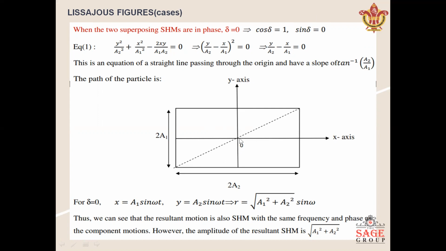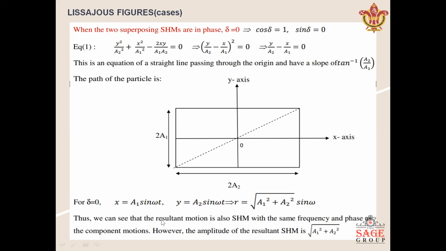So we get the Lissajous figure as a straight line where the values vary from minus a1 to a1 and minus a2 to a2. For delta equal to 0, x is equal to a1 sine omega t and y is equal to a2 sine omega t, so the resultant r is equal to the square root of a1 square plus a2 square into sine omega t. This is the resultant, and the Lissajous figure is a straight line.